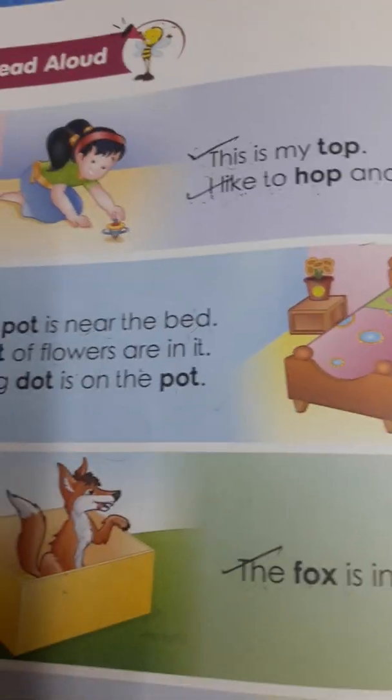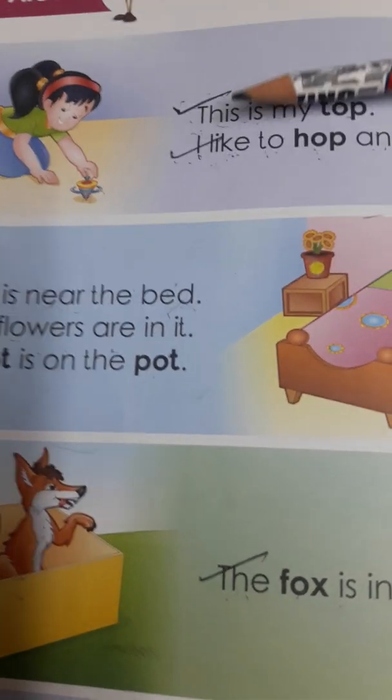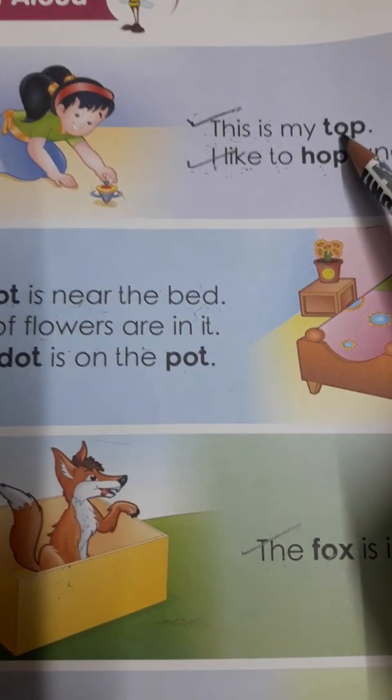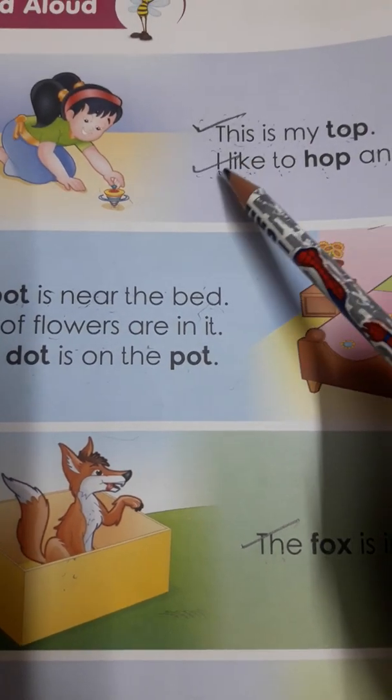And now sentences. Children, see. THIS को हम कहते हैं this. आपको पता ही होगा. This is my top. I like to hop and mop.